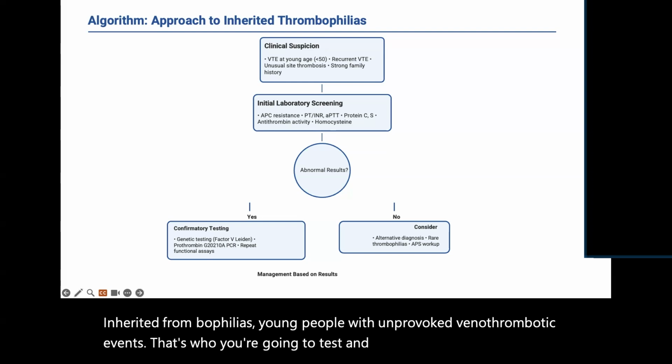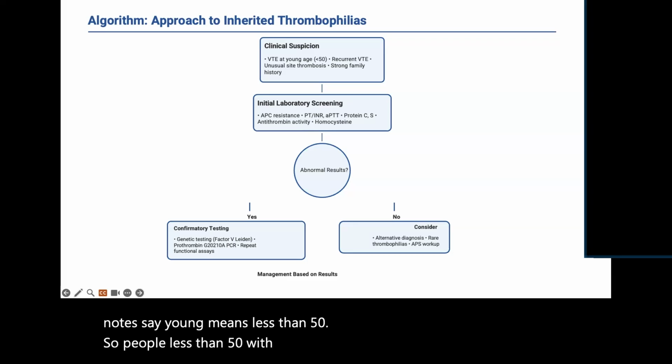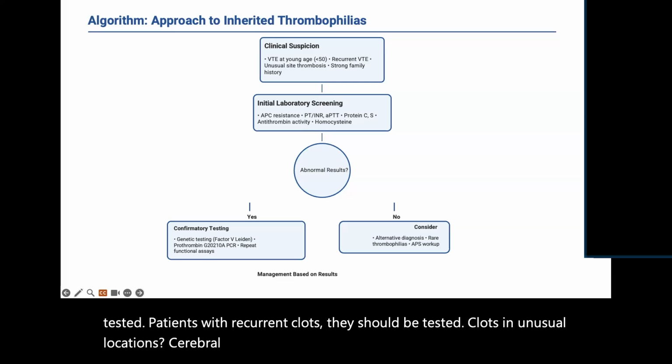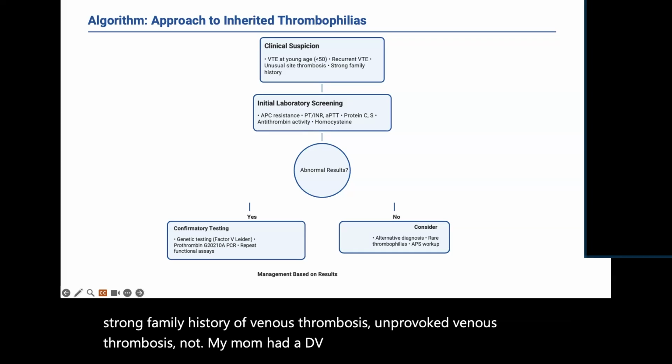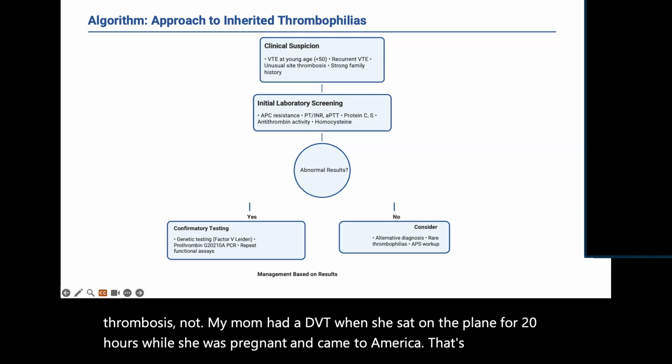And for our purposes here, the notes say young means less than 50. So people less than 50 with an unprovoked venothrombotic event, that should be tested. Patients with recurrent clots, they should be tested. Clots in unusual locations, cerebral venous, mesenteric, they should be tested. People with a strong family history of venous thrombosis, unprovoked venous thrombosis, not my mom had a DVT when she sat on the plane for 20 hours while she was pregnant and came to America. That's not the same.